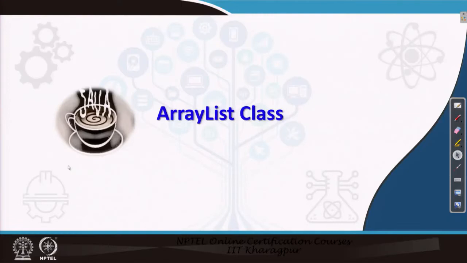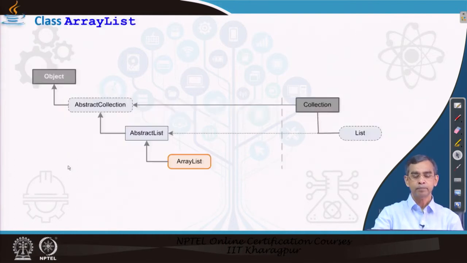Now, let us first discuss the ArrayList class in brief, because we have already discussed these things in our module 3 discussion regarding the Java collection framework. The ArrayList class is basically a class which implements the List interface. The List interface is a child interface of the super interface called Collection. It also extends AbstractList. AbstractList again extends AbstractCollection. So, this is basically the composition of ArrayList.